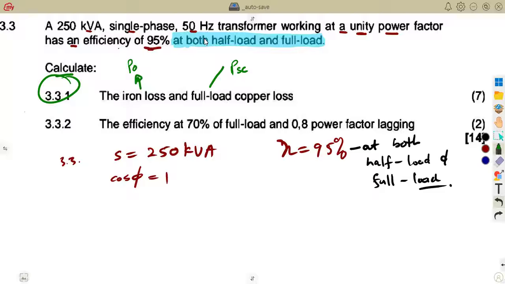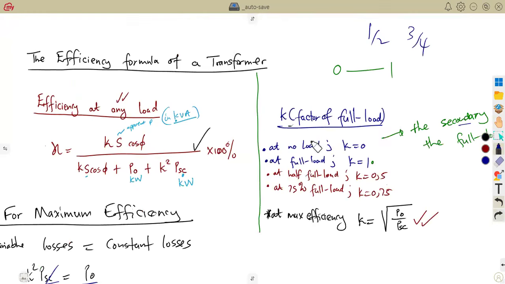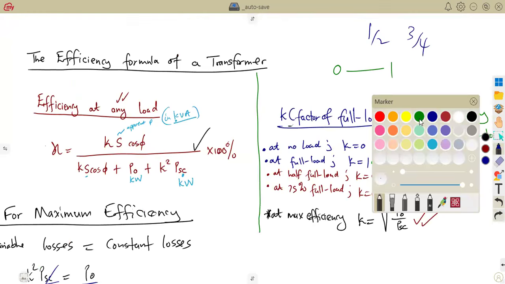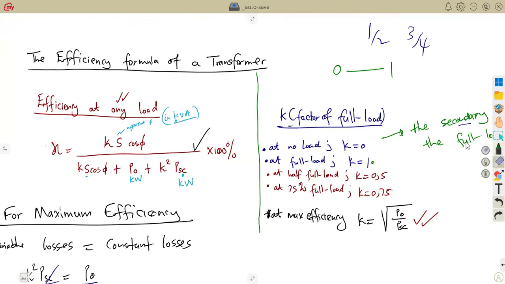From where? So let's consider, guys, that they gave us efficiency. We are supposed to analyze our information. They gave us what? Efficiency. Remember our efficiency formula. I talked about this, that it is just a matter of the factor of full load that is affecting.